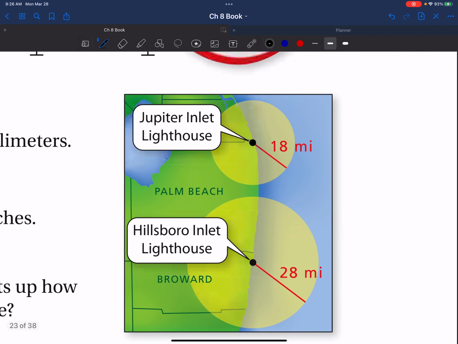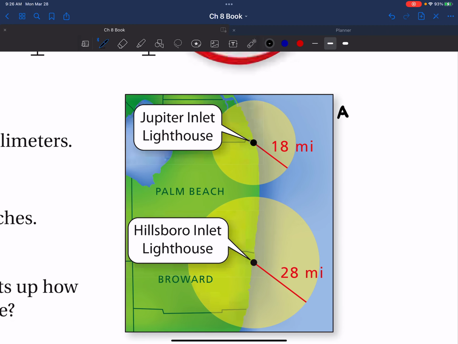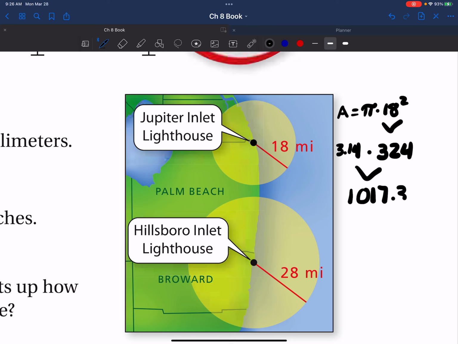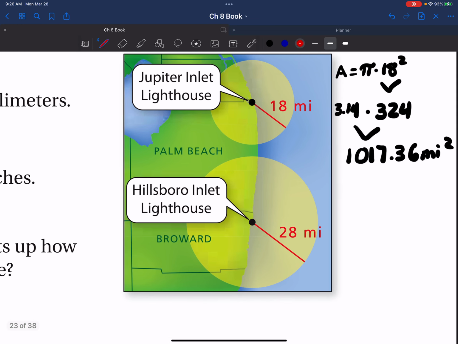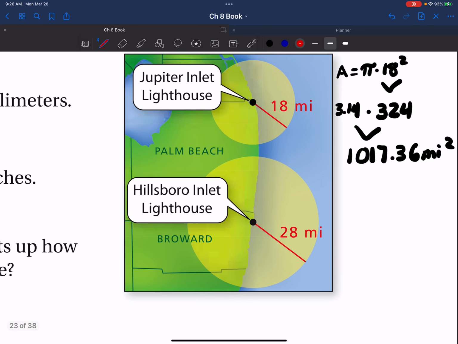Let's do the Jupiter Inlet's area first. It's pi times the radius squared. 18 squared is 18 times 18, and that is 324. 324 times 3.14, which is pi. And when you get all of that, you get 1,017.36 miles squared.